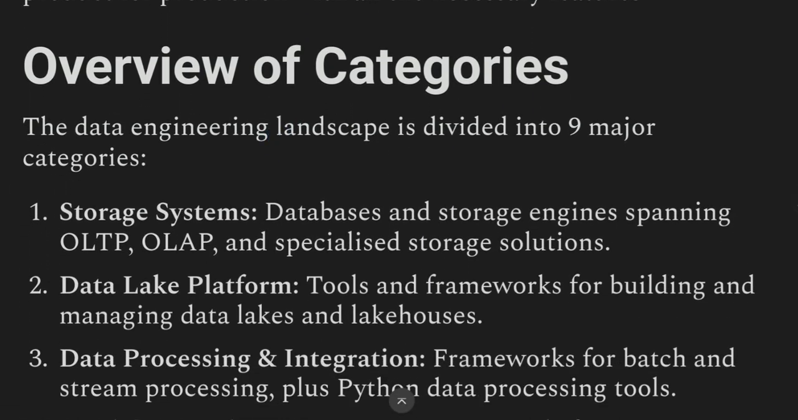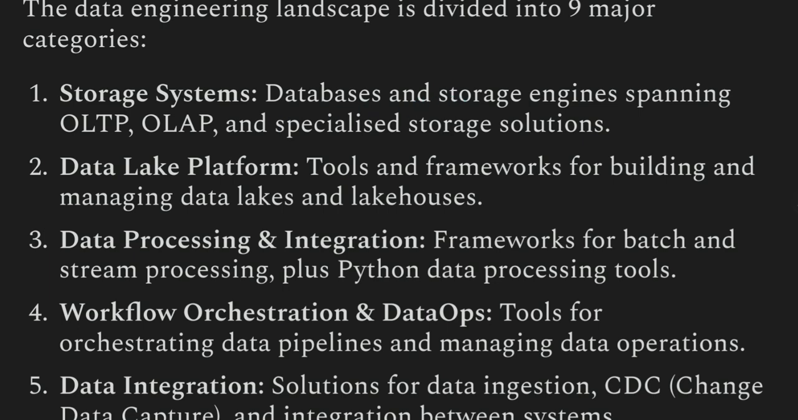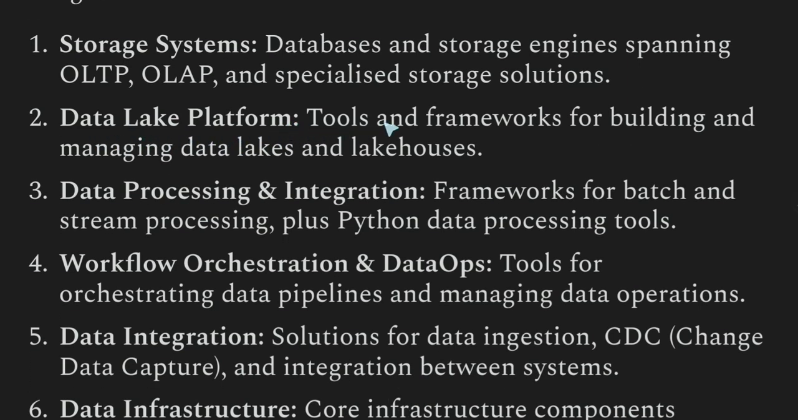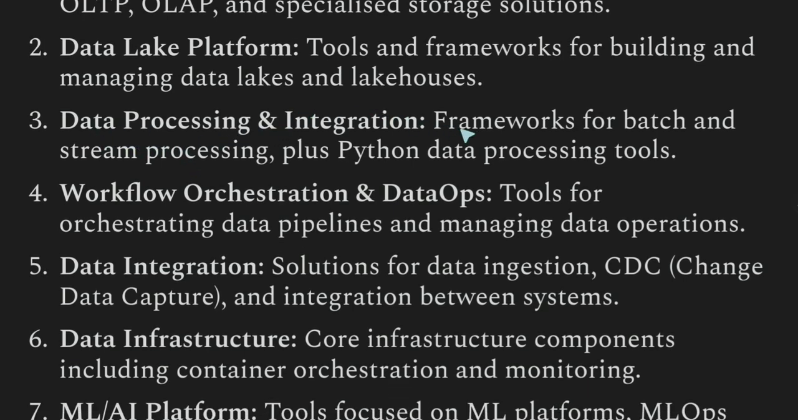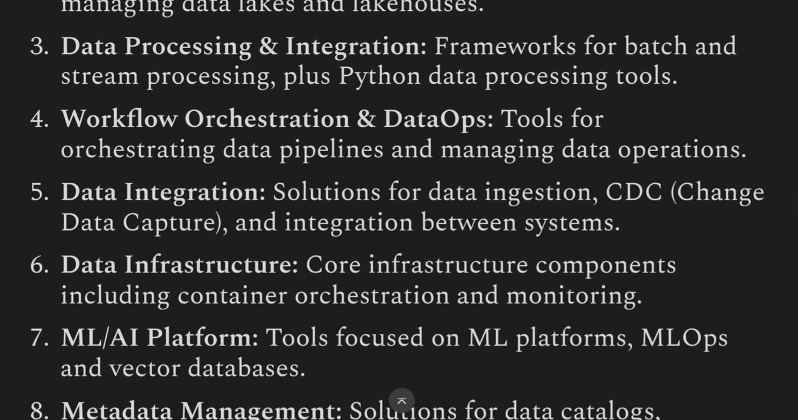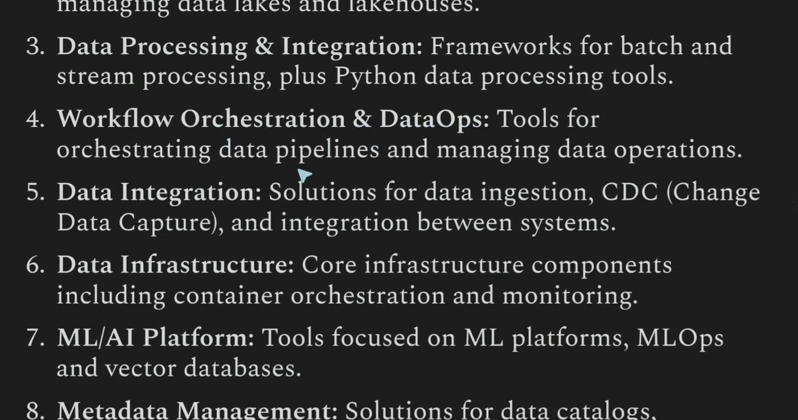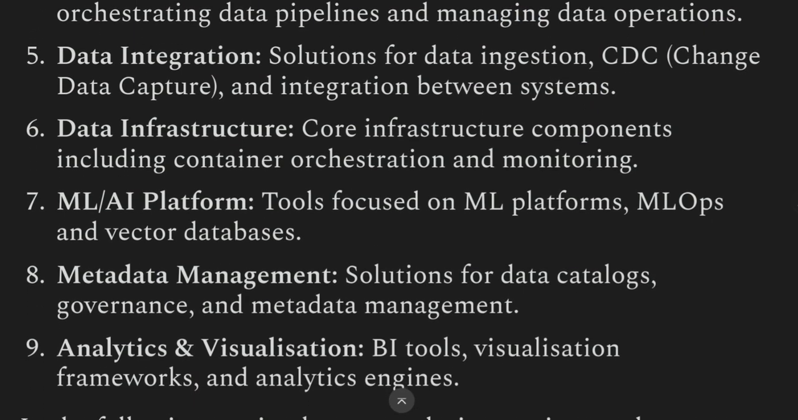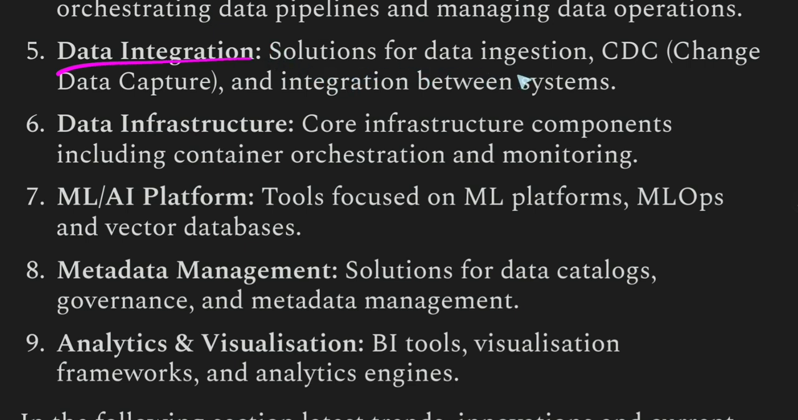Necessary features. Overview of categories. The data engineering landscape is divided into 9 major categories: storage systems, databases, and storage engines spanning OLTP, OLAP, specialized storage solutions; data lake platforms, tools, and frameworks for building and managing data lakes and lakehouses; data processing and integration frameworks for batch and stream processing, plus Python data processing tools; workflow and orchestration, DataOps tools for orchestrating data pipelines and managing data operations; data integration, solutions for data ingestion, CDC, change data capture and integration between systems; data infrastructure, core infrastructure components including containerization and monitoring; ML platform, tools focused on ML platform, MLOps and vector databases; metadata management, solutions for data catalogs, governance and metadata management; analytics and visualization, or the BI tools.